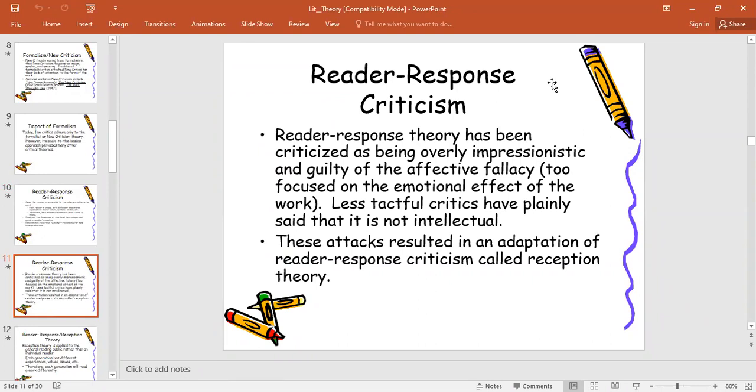Reader's response criticism. Reader's response theory has been criticized as being overly impressionistic and guilty of affective fallacy, too focused on the emotional effect of the work. It means that whenever any emotion or feeling is involved in criticism, in other words when emotions and feelings are involved, it will not be allowed or it will be criticized.